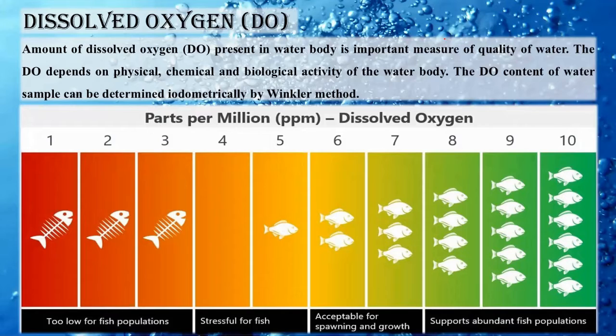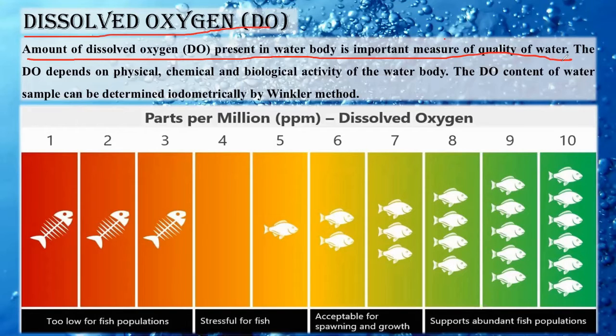Now the first question arises, what is DO? DO is not that which we add to our body in order to remove foul smell and all. That is also a DO, but this DO and that DO are quite different. Dissolved oxygen, what is the meaning? The amount of dissolved oxygen present in a water body is an important measure of the quality of water. If DO is good, water will be considered good for the aquatic population. If dissolved oxygen is less, then water would be considered bad for the aquatic population.